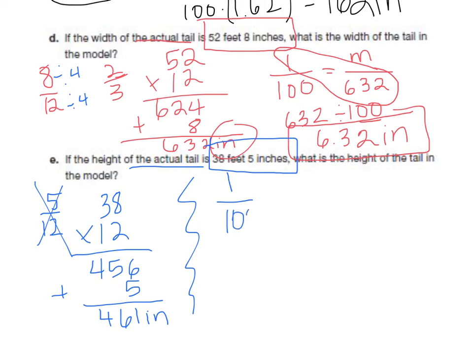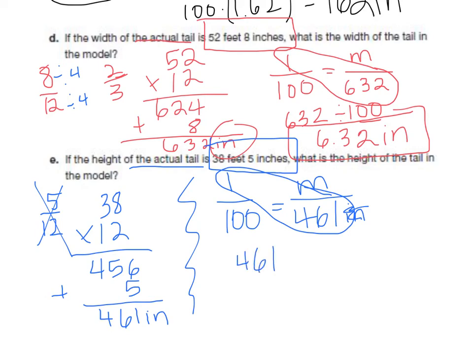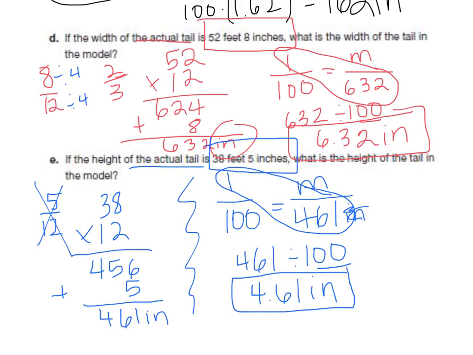Using the same scale factor, I'll draw a little squiggly line to separate our work. 1 over 100 equals, we're looking for the model, and they gave us 461 inches. Nice proportion. We are going to cross multiply. You don't really need your label there. 461 times 1 is 461. I'm going to divide by 100. We're dividing by 100, which has 2 zeros, which means we move the decimal 2 places to the left. We get 4 and 61 hundredths inches, because that was our label, inches. So the model is 4 and 61 hundredths inches tall.